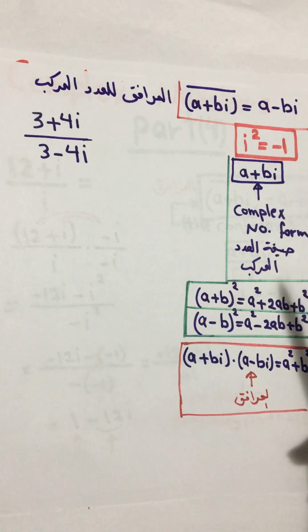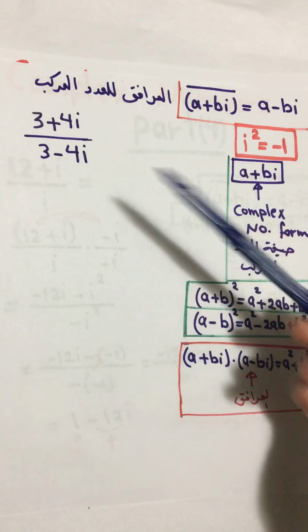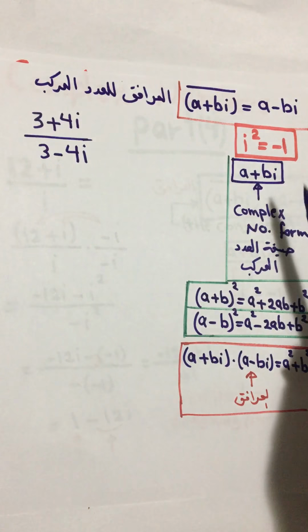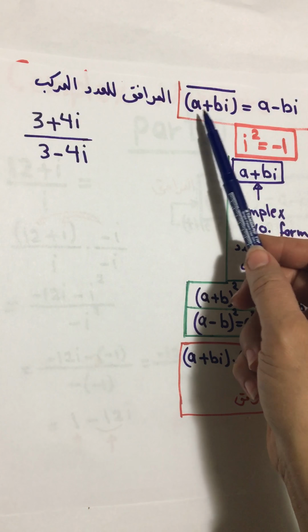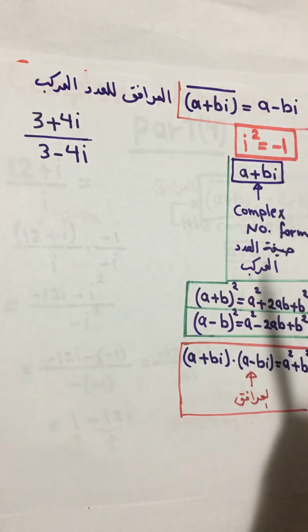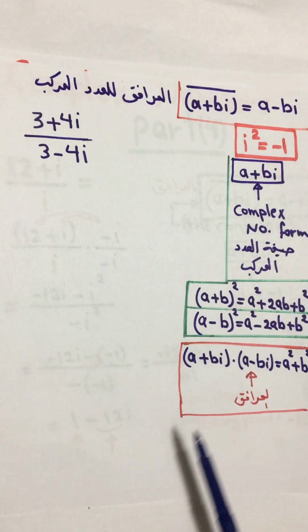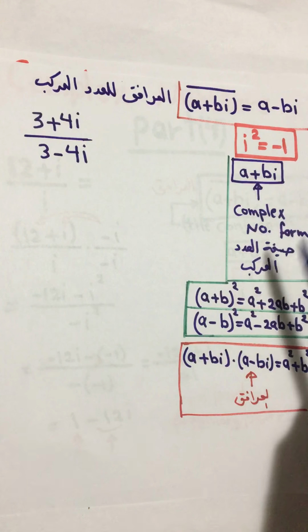Next question: 3 plus 4i over 3 minus 4i. Now, I know the conjugate of a plus bi equals a minus bi, and I need i squared equals negative 1. I know the complex number form a plus bi.